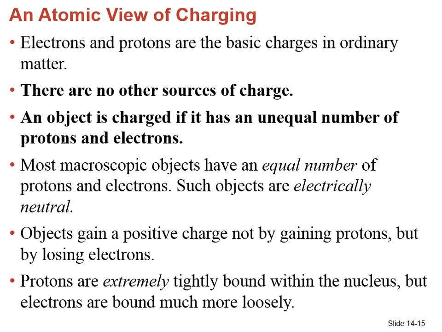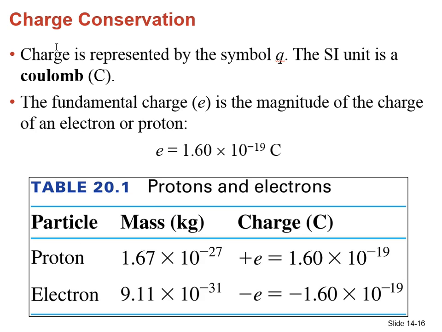If we say an object is charged, that means that it has some unequal number of protons and electrons, either more protons than electrons or vice versa. And then objects gain a positive charge not by gaining protons. You're never really going to grab some more protons onto an object, at least in the situations that we're talking about, but instead you're going to be losing electrons, or if it has a negative charge, then obviously it's gained electrons. And the reason for that is that protons are very tightly bound to that nucleus. Electrons are bound more loosely.